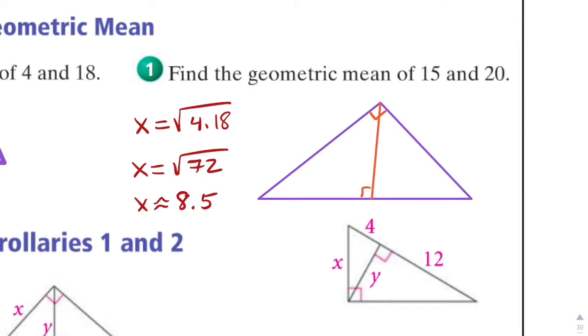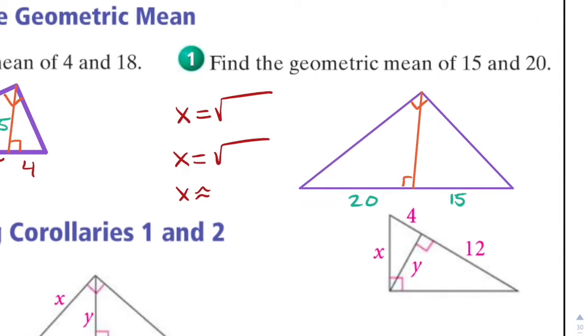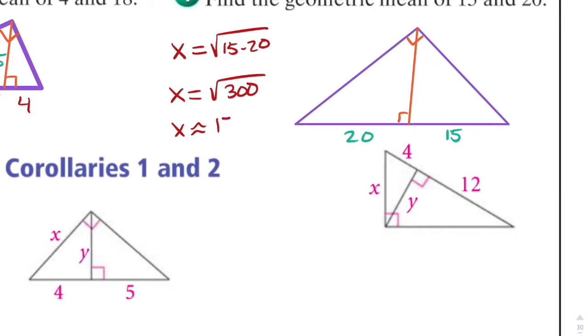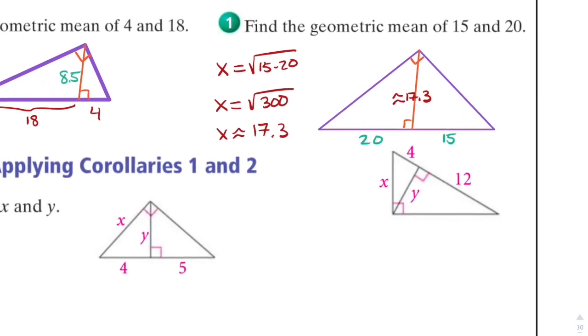And I'm going to put 15. This still isn't drawn to scale, but go with it. We have 15 over here, and 20. So I'm looking for this height here. I'm going to say that x is the square root of 15 times 20. So x is the square root of 300, and the square root of 300 is about 17.32. So I'll say 17.3. So this is about 17.3, that altitude.